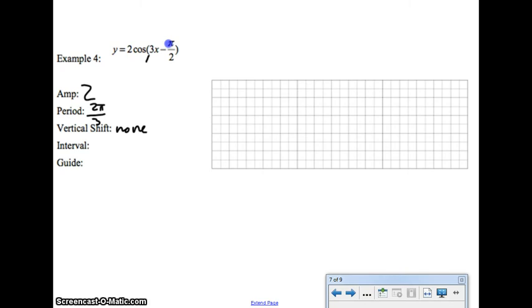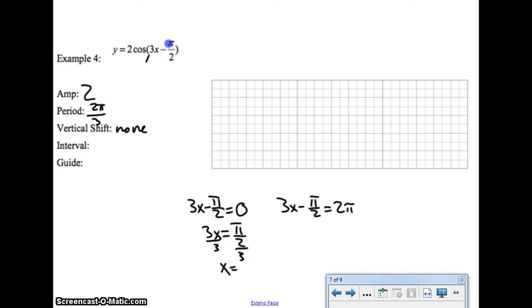For my interval, we would have to calculate that. So I'm going to take everything that's inside the parentheses there. So 3x minus pi over 2 equals 0. And 3x minus pi over 2 equals 2 pi. All right, so here I would add pi over 2 to each side. And divide by 3 to solve for x. So x is pi over 6.